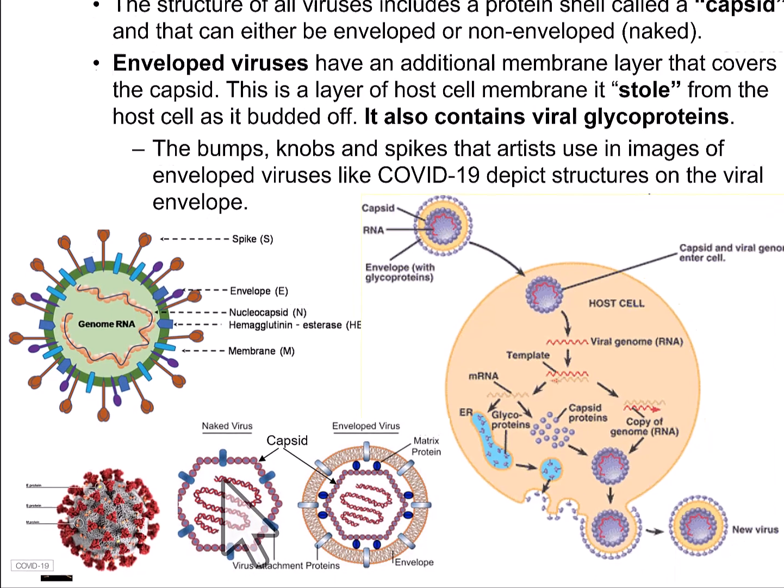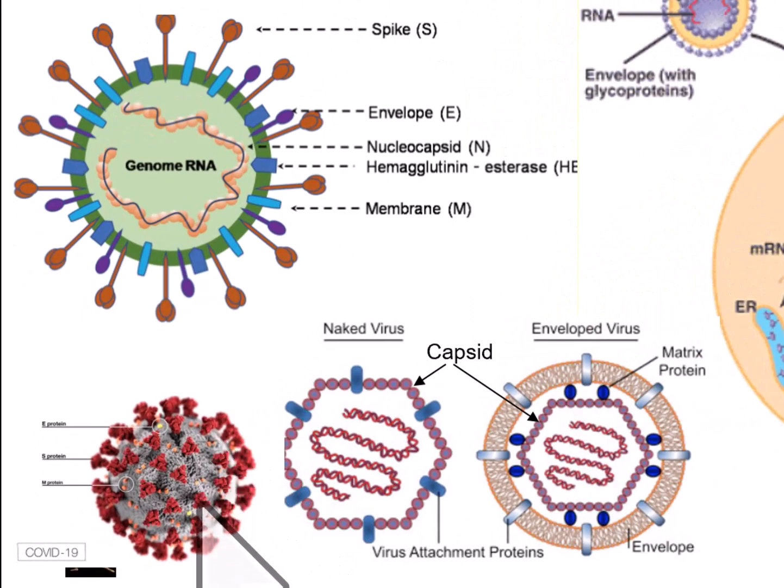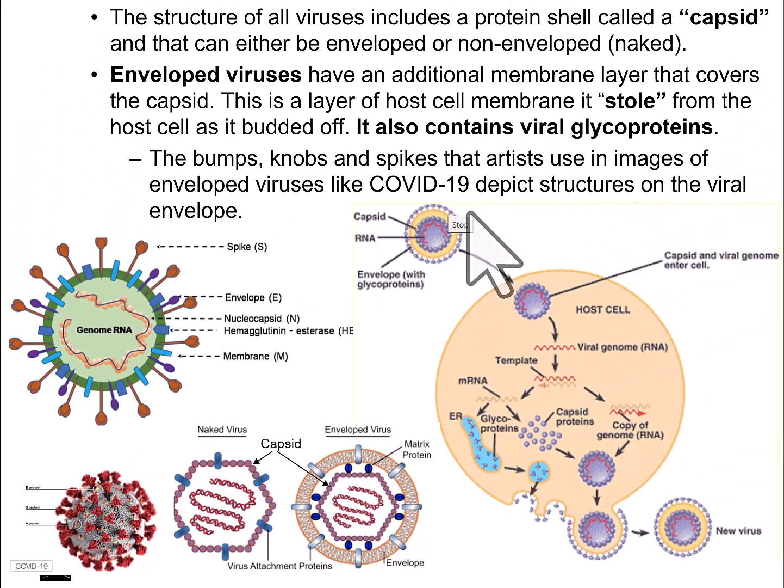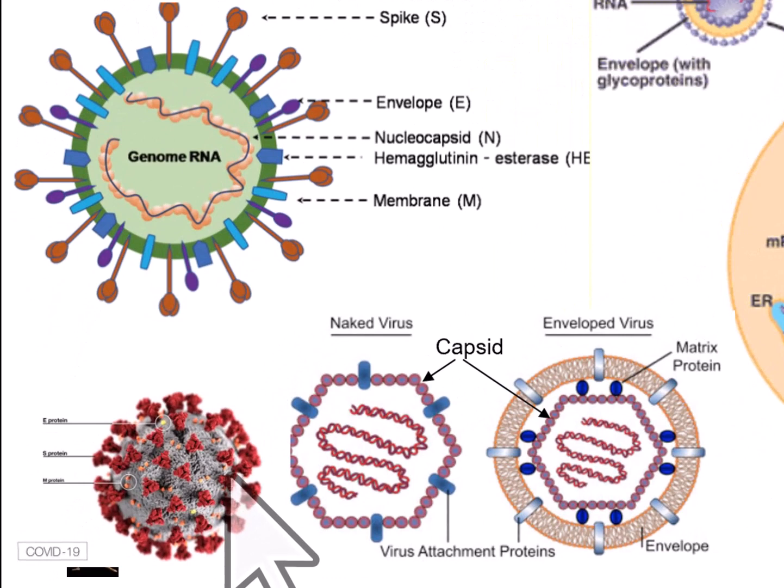For example, in the COVID-19 virus, the proteins are part of this membrane envelope that it took from the cell when it came out of the cell. So in addition to the host cell proteins, it also has the viral proteins that it directed the cell to make. And these bumps and knobs and spikes that artists use in images of enveloped viruses, like for example in that COVID-19 virus, depict the structures on the viral envelope that we see here and here, as well as here.